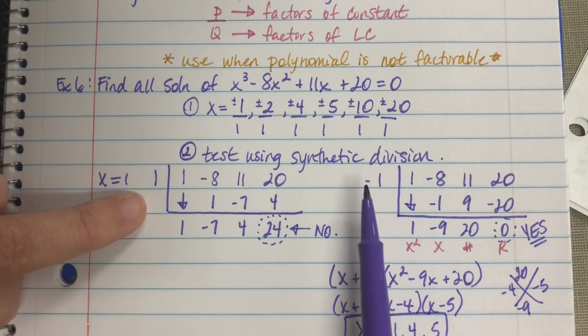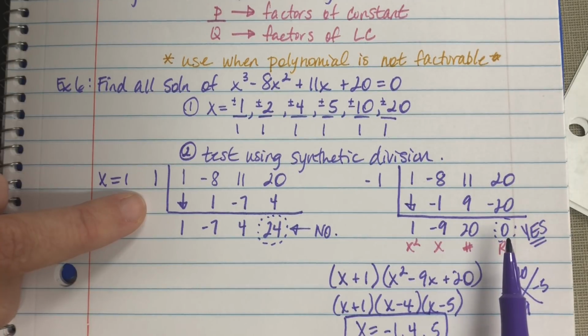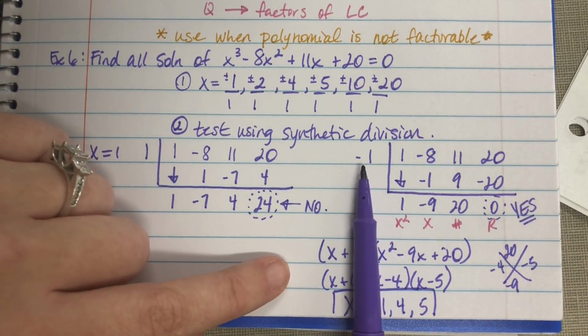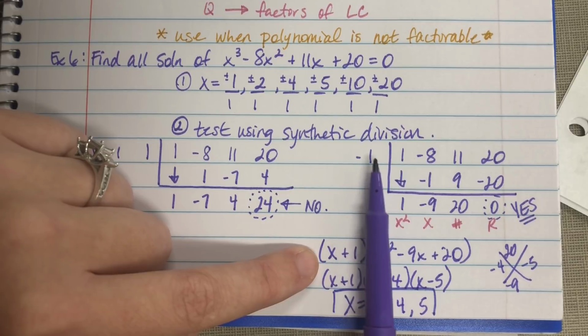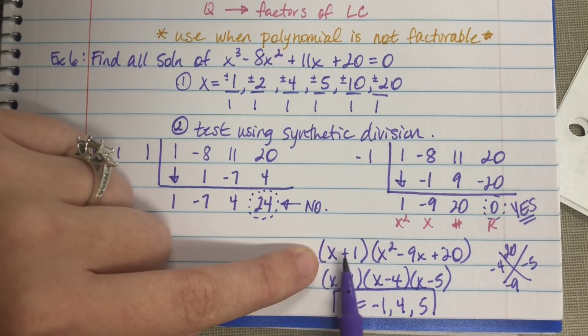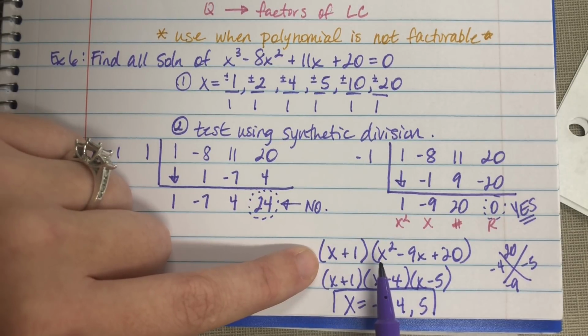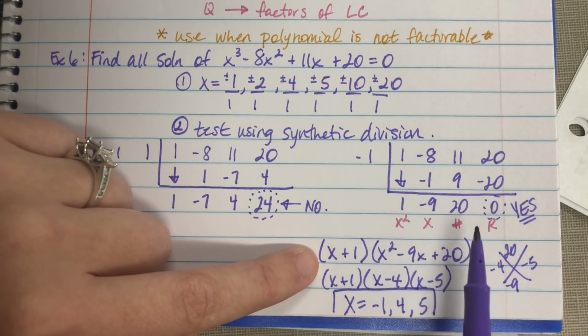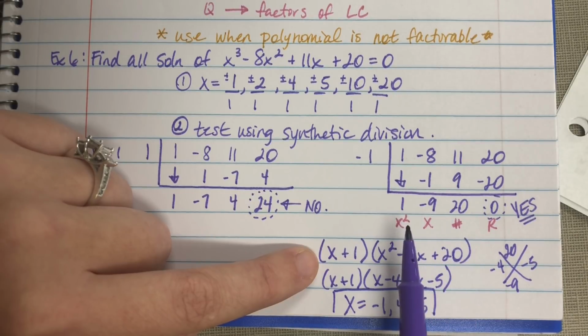When we did our synthetic division with -1, we did get a remainder of 0. That tells me, bam, I have a factor right there. Your first factor comes from what you divided by. If it's -1, you know your factor is x plus 1. The other part of your factor comes from your answer. Again, it's always in the order of remainder, number, x, and x squared. We wrote out our answer.